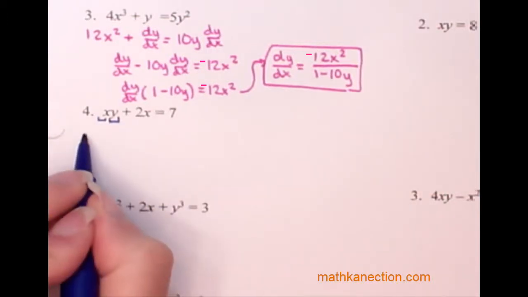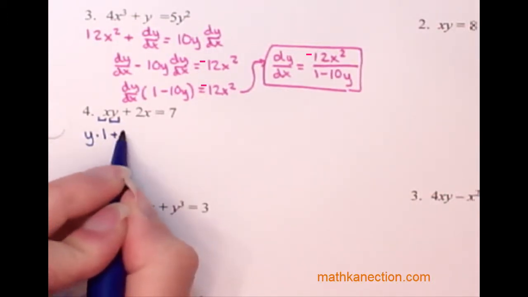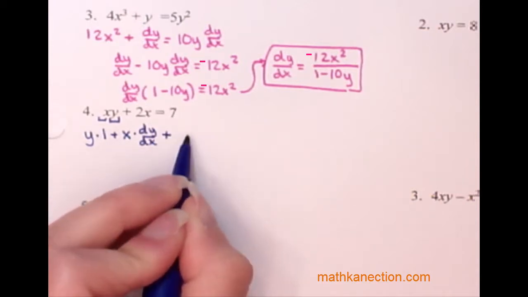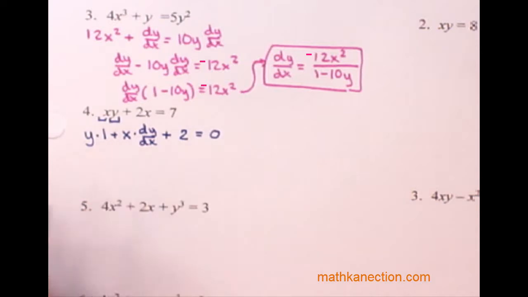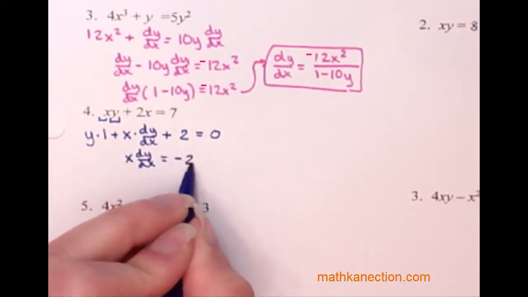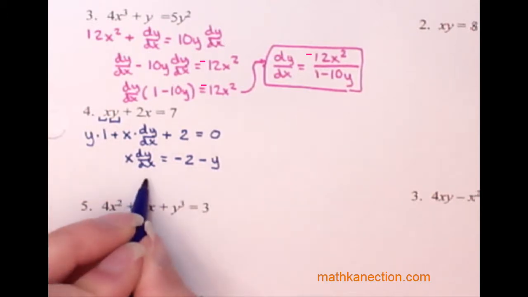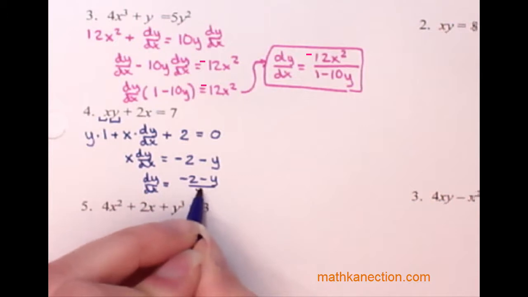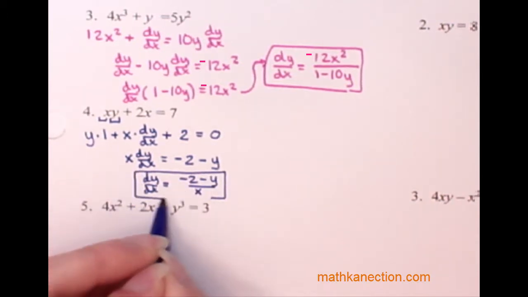Here's a product rule. y times the derivative of x, which is 1, plus x times the derivative of y, which is dy/dx, plus derivative of 2x is 2, equals derivative of 7 is 0. So we have x dy/dx, subtracting over then the 2 and subtracting over the y, then dividing both sides by x, so dy/dx is equal to negative 2 minus y all over x.